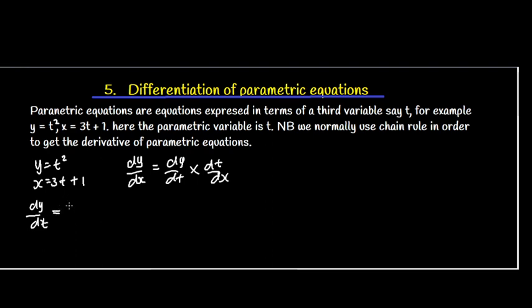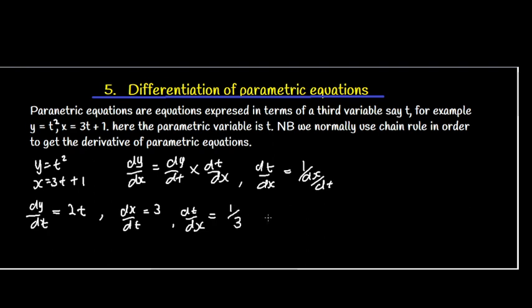So we shall have dy/dt being equal to 2t. This is an explicit function. And then we have dx/dt, which will give us 3. But note that in our formula, we want dt/dx, not dx/dt. So how are you going to get dt/dx? You note that dt/dx is equal to 1 over dx/dt. You just take the reciprocal of dx/dt, so here our dt/dx is going to be equal to 1 over 3.